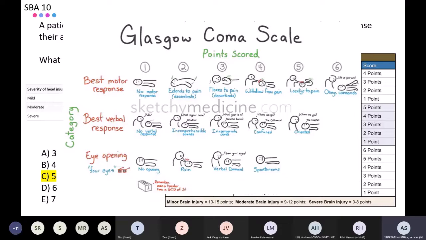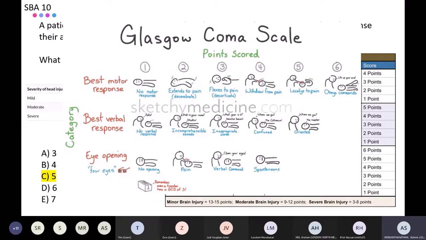So this is automatically kind of, you don't say that there's no verbal response here, but then here you're saying that they're not opening their eyes to pain, but they're tensing. So their eyes aren't opening, so you get 1 point. They're groaning, so that's your incomprehensible sounds. That's your 2 points, so that's 3 there.